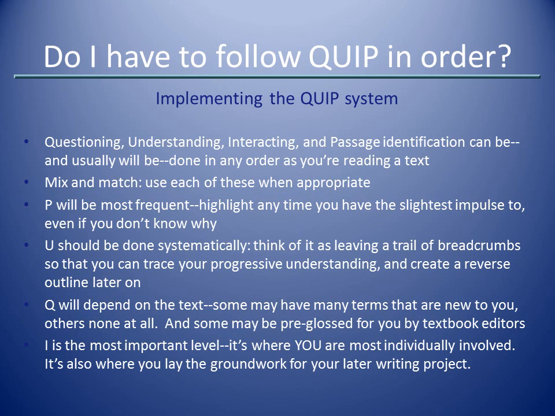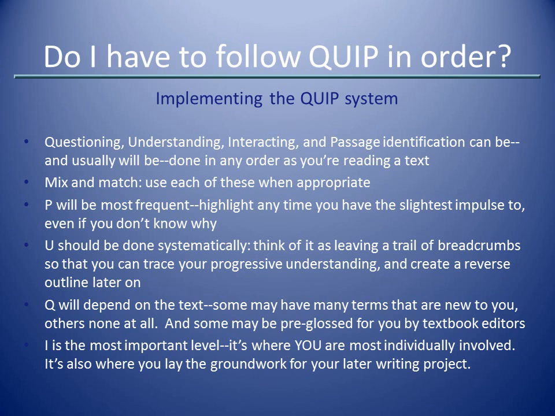Probably P will be the most frequent. As I said, you should highlight anytime you have the slightest impulse to do so, even if you don't know why. U should be done systematically. Think of it as leaving a trail of breadcrumbs so that you can trace your progressive understanding and create that reverse outline later on. So that one you're going to have to sort of force yourself to do, and maybe that's on the second reading, right? Or maybe you'll do some of it the first time, but then on the second time through, you're just really trying to figure out how all these pieces go together.